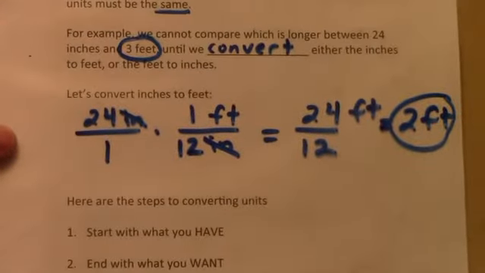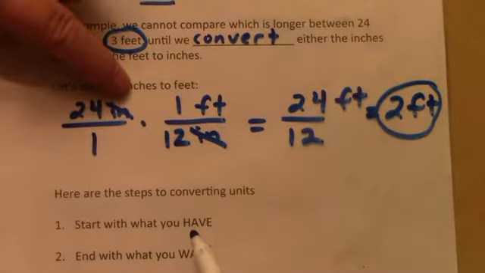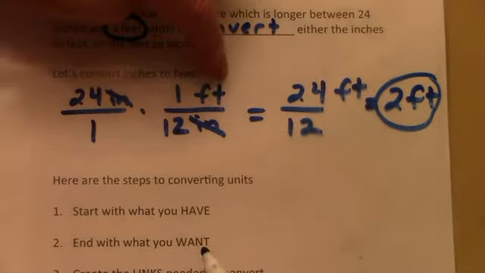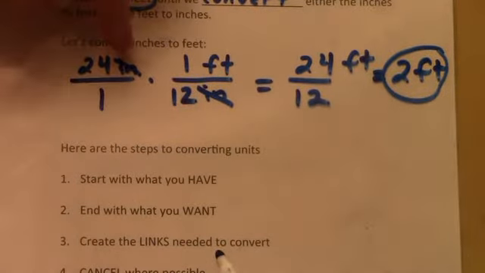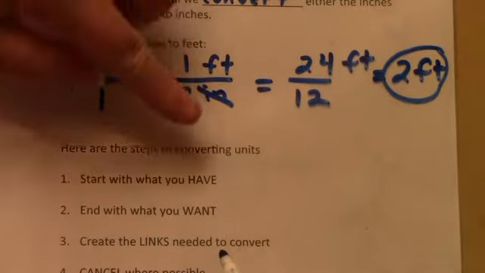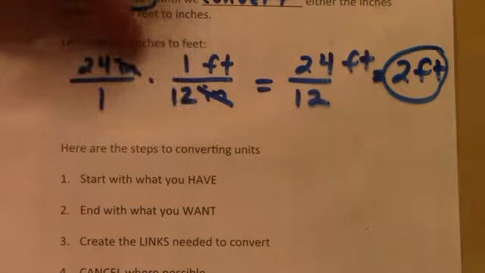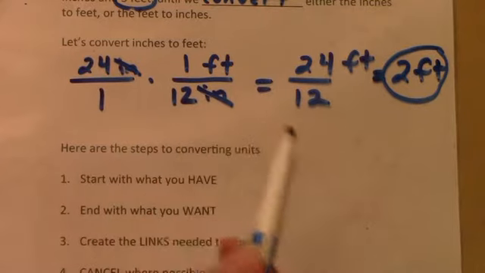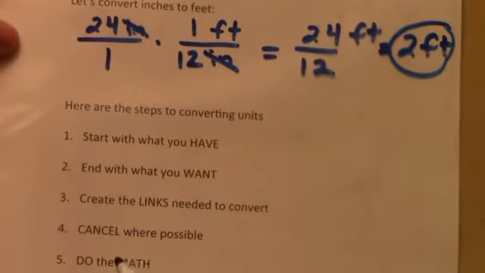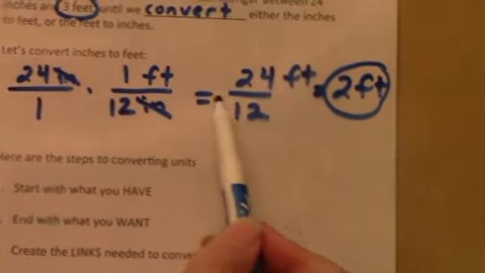So let's look at that again, what we did up here. What was step 1? Start with what you have, 24 inches. End with what you want. We wanted feet. Create the links needed. So I'm labeling inches, and I'm creating a link here. Conversion factor, feet and inches. Canceling where possible, I'm going to cancel my inches and my inches. And then I'm going to do the math, which is simply do my multiplication and simplify. So let's do some practice.